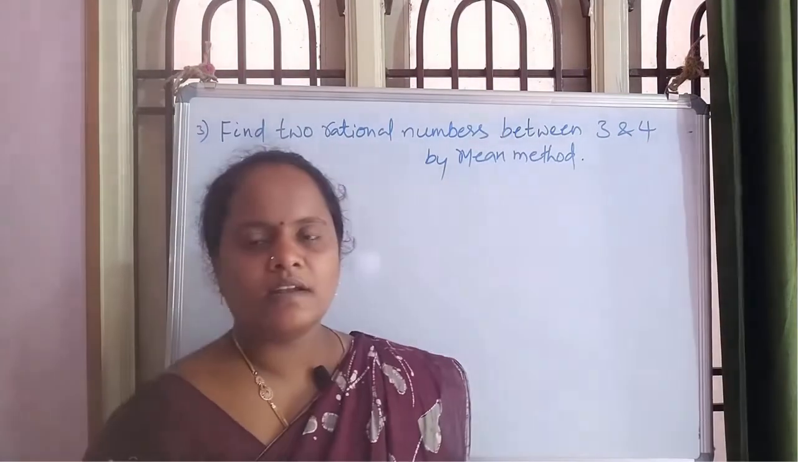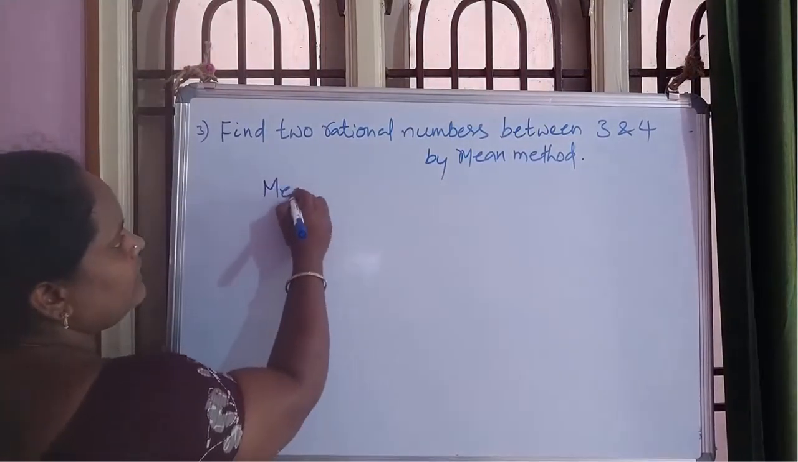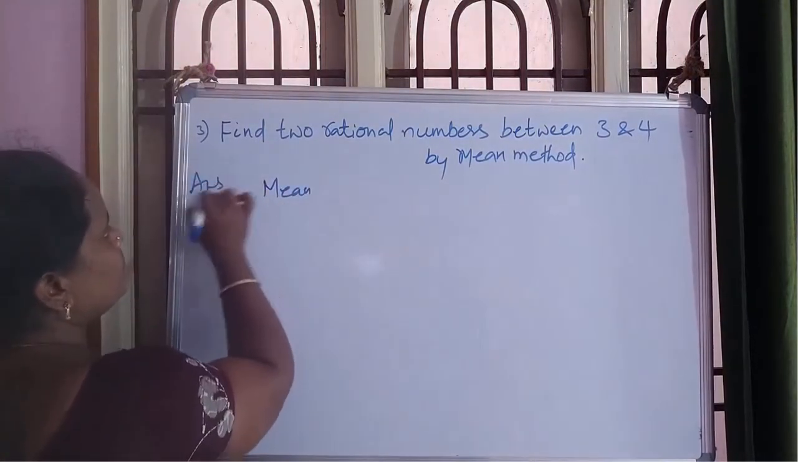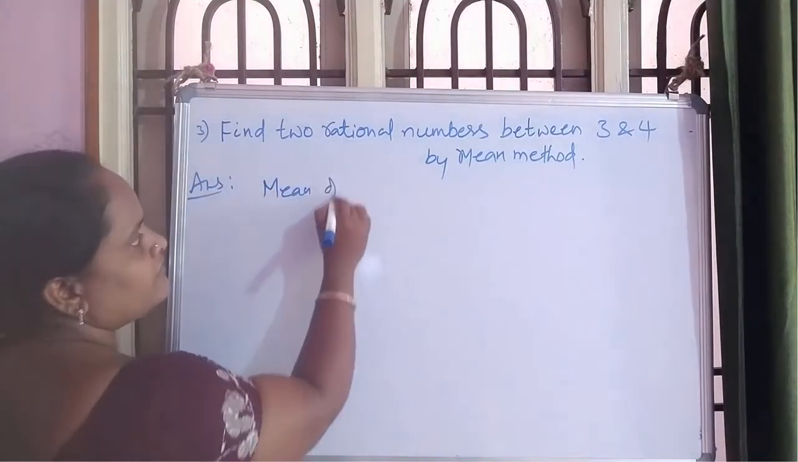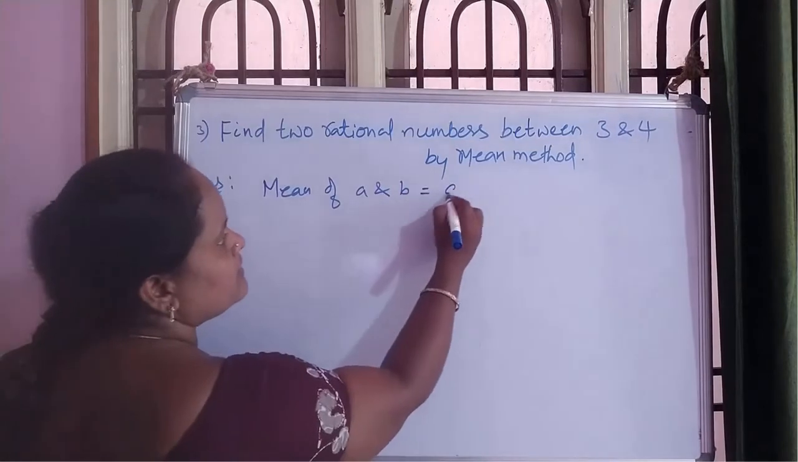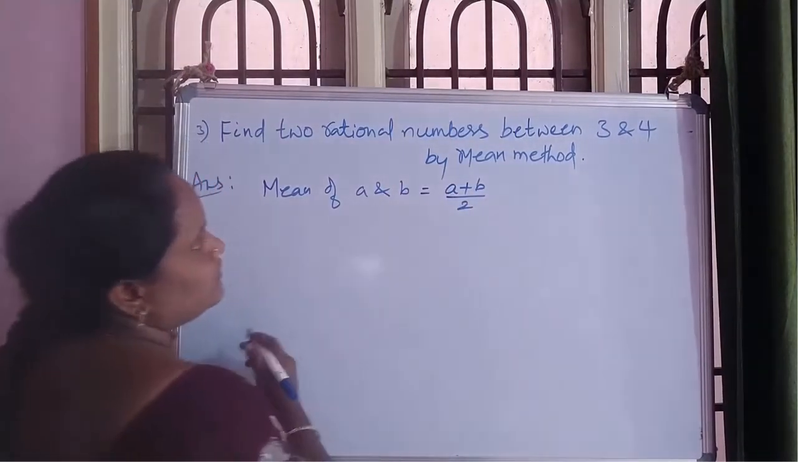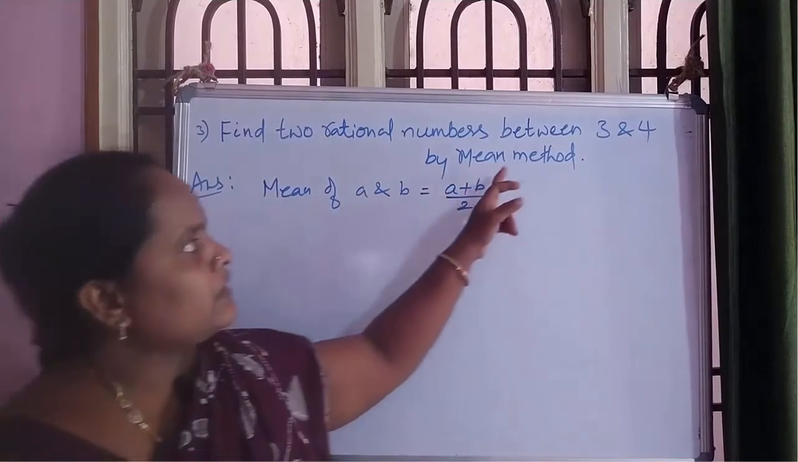So sum of quantities means 3 plus 4. So here the mean definition is: if there are two numbers A and B, the mean of A and B is A plus B, that is the sum of quantities, divided by 2. So why are we using the mean method here?